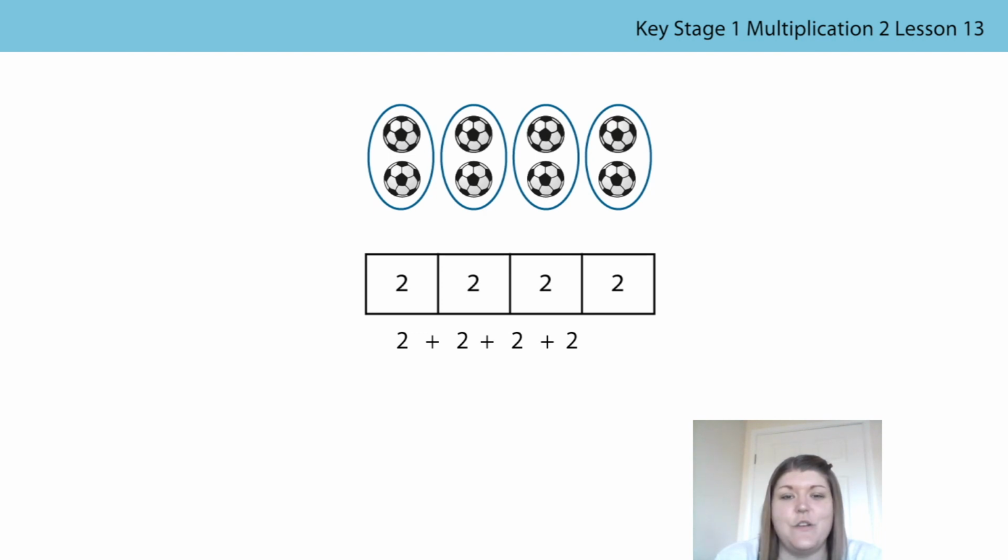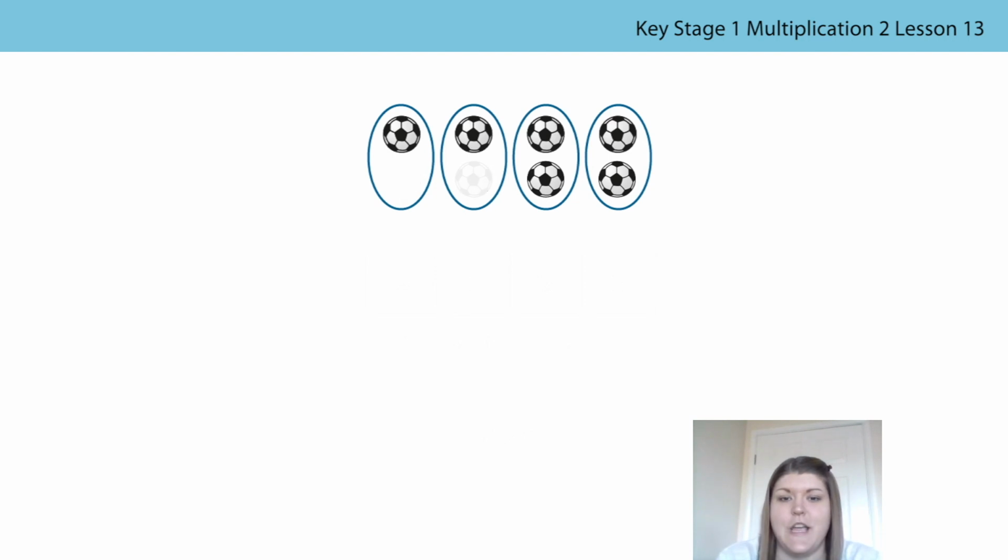Yeah. 2 plus 2 plus 2 plus 2. Well done. Now as the multiplication expression, how would we write our 4 groups of 2? Yeah. 4 times 2. 4 twos. You're super good at this now. Now I'm going to change something and I want you to tell me what I've changed. Watch carefully.